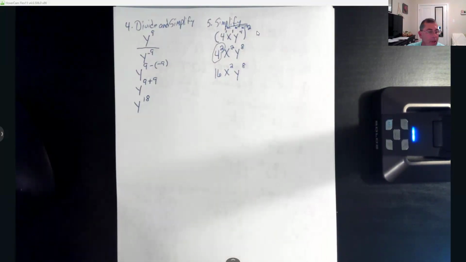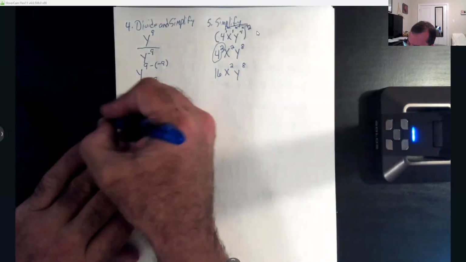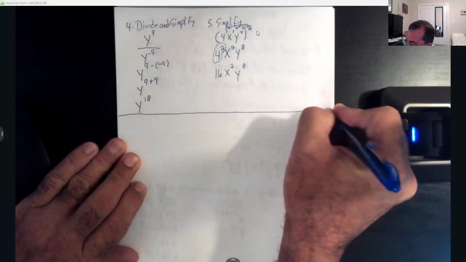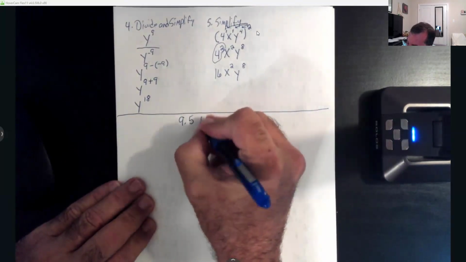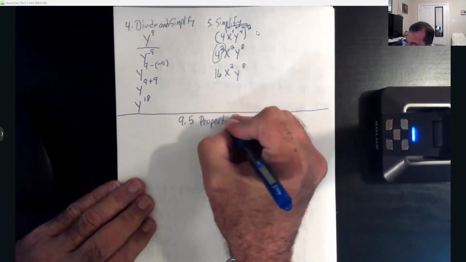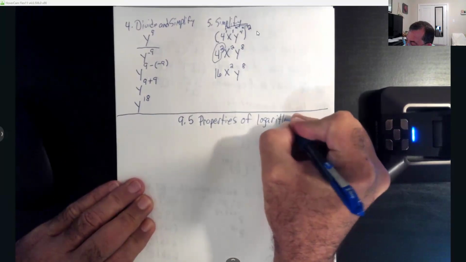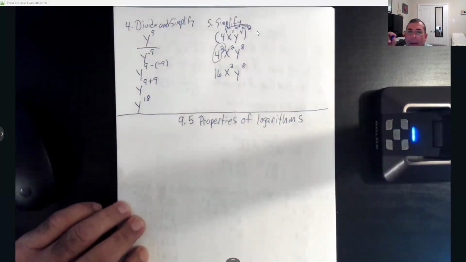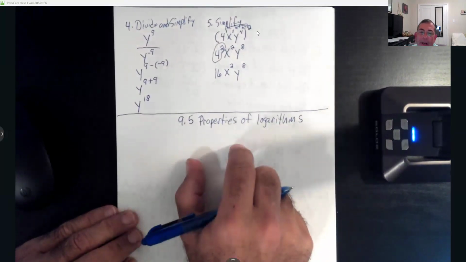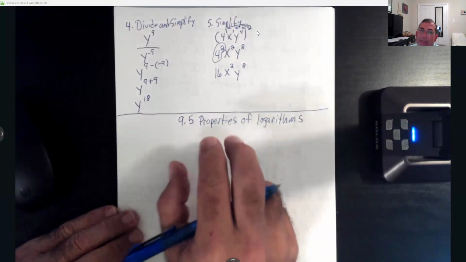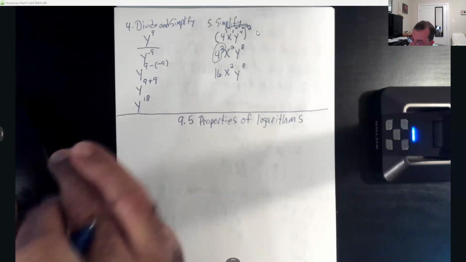So y'all, that's the trick on the support. It went over all those exponent rules, okay? So we will start with 9.5 properties of logarithms. Now, if you remember, logarithms are basically exponents in disguise. So these properties will be similar to the exponent properties, but not exact.